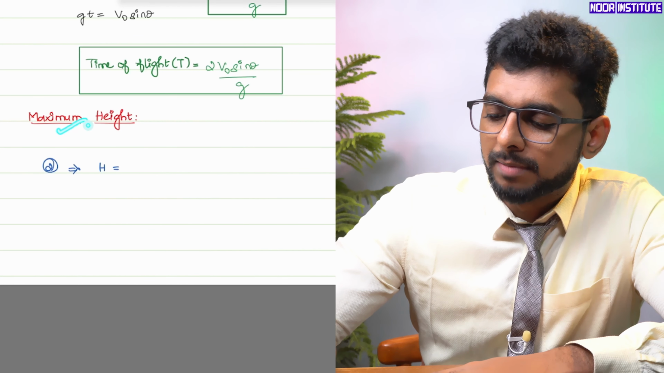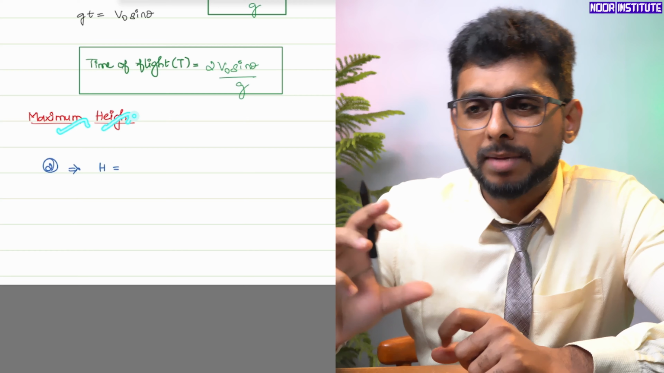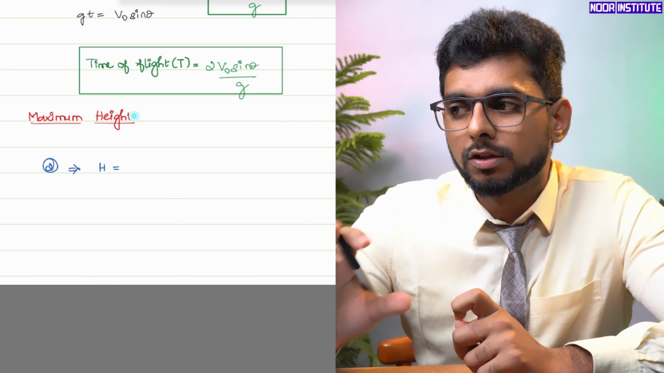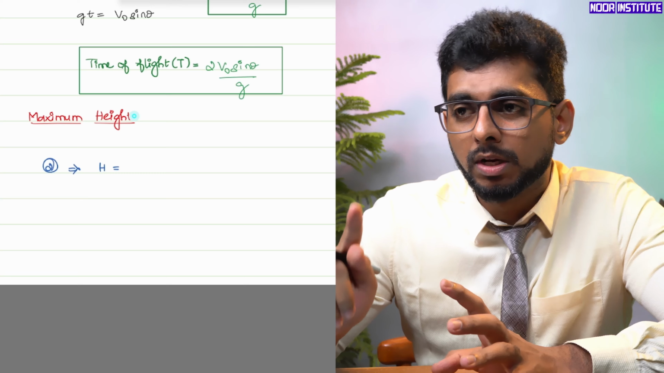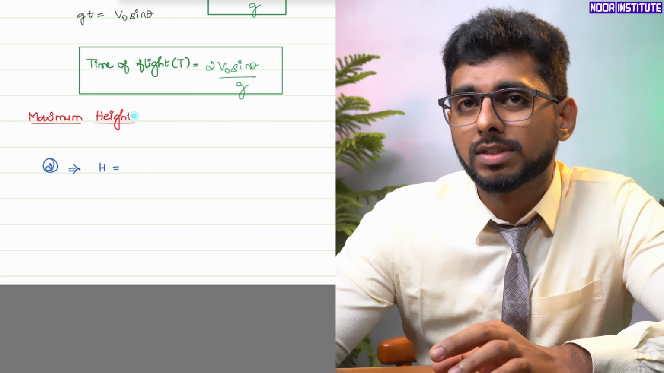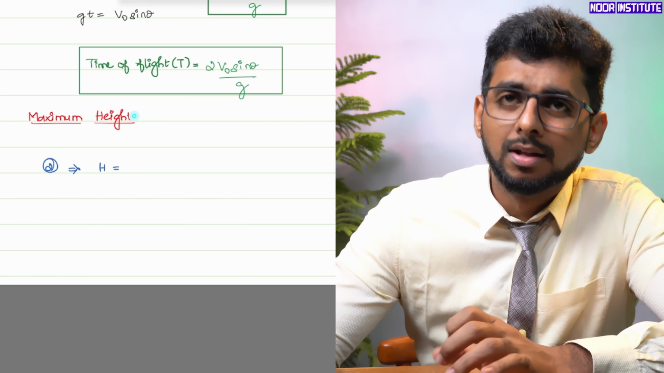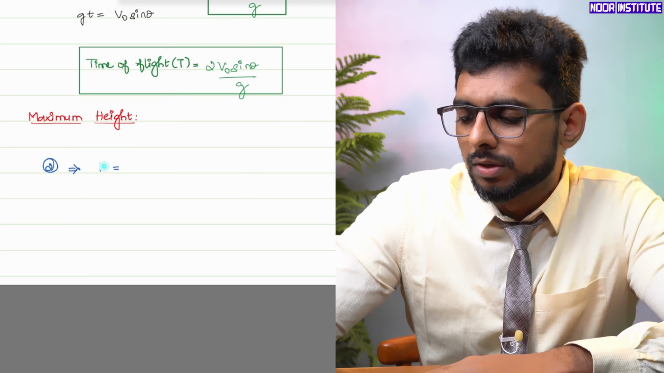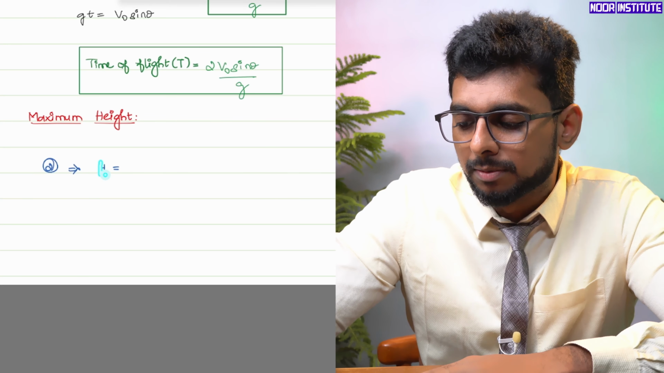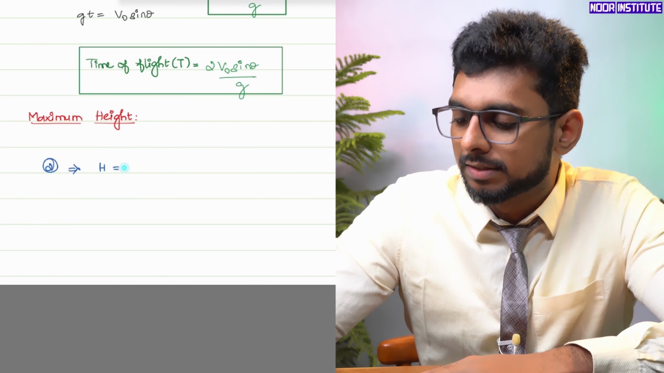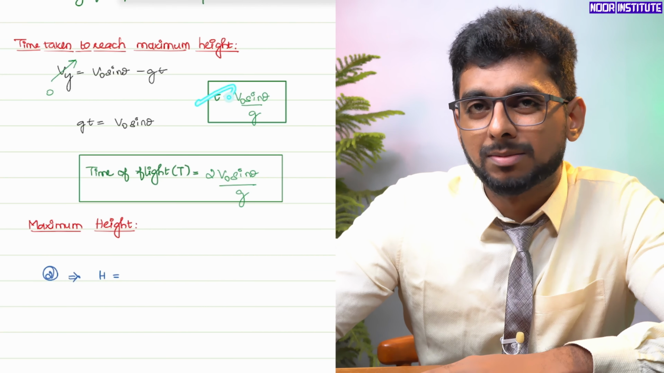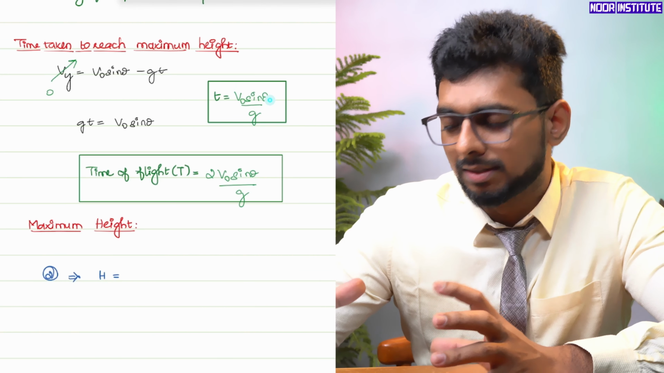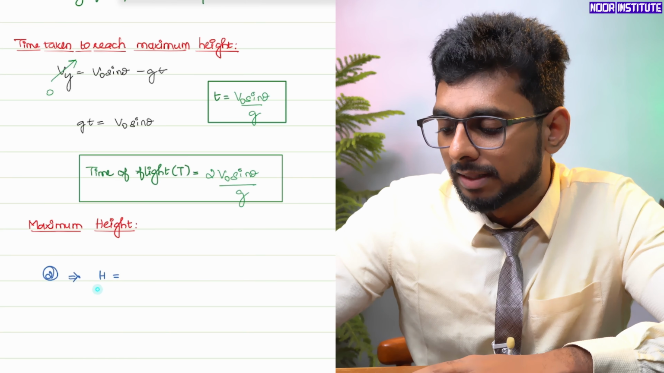Next, I'll have to find the maximum height, right? So to get the maximum height, the equation that I need to choose is the displacement equation, okay? So that thing, y equals V naught sine theta t minus half gt square, right? So that's the equation I'm going to choose here. So instead of y, I'll substitute the maximum height, which is capital H, fine. For time, I'll substitute the time taken to reach the maximum height, right?